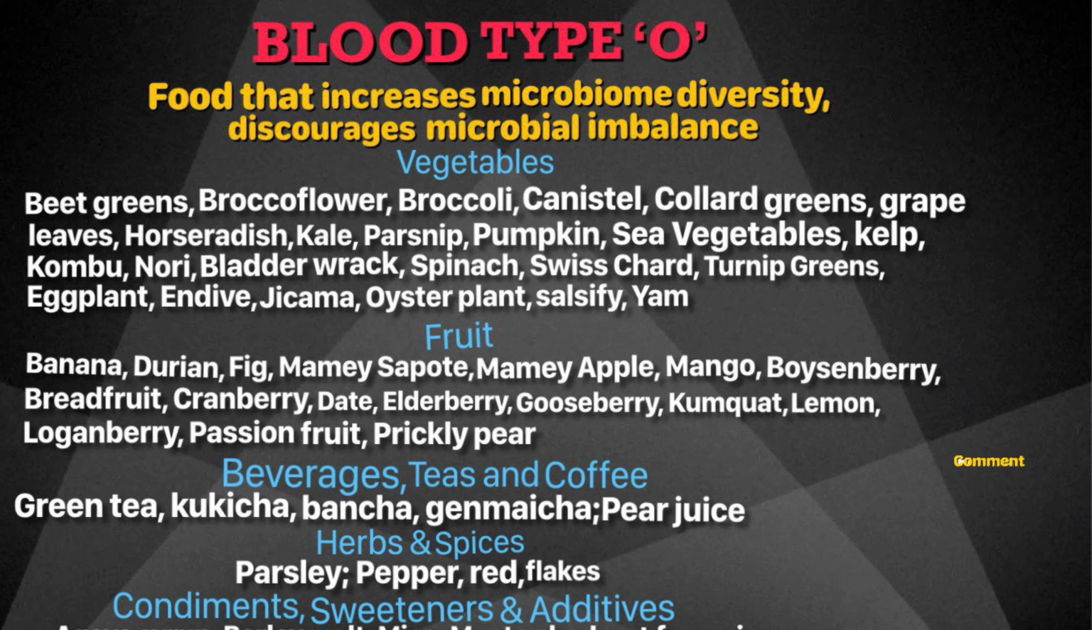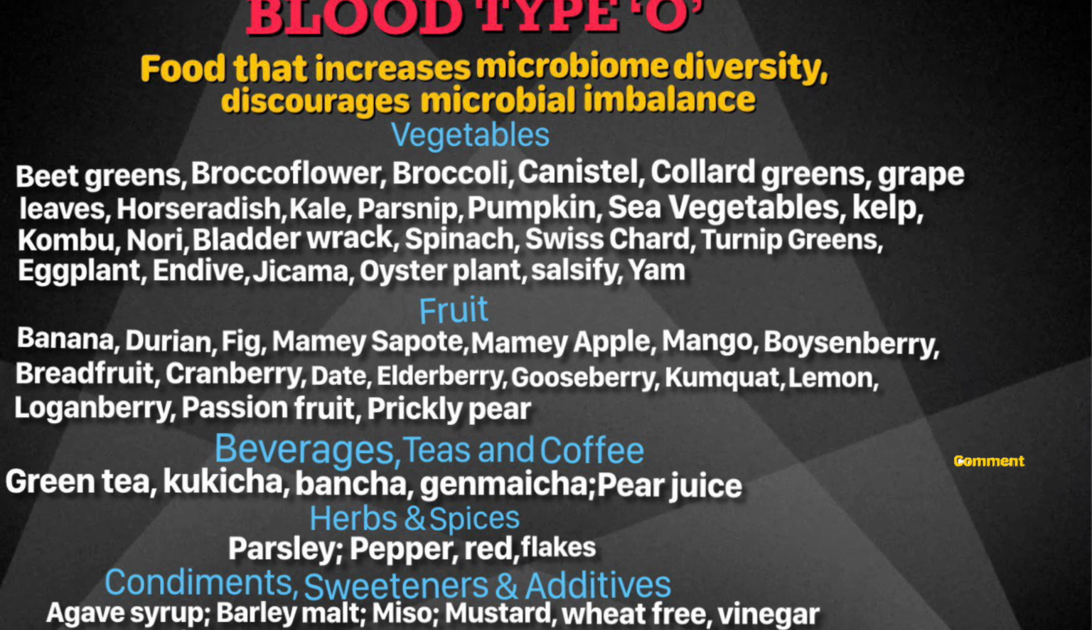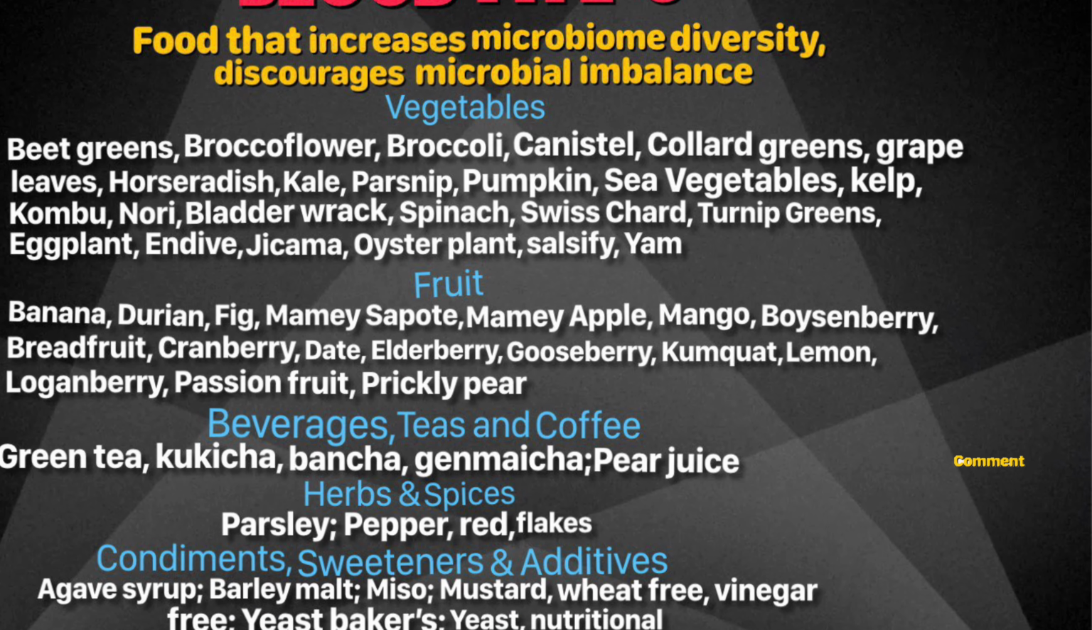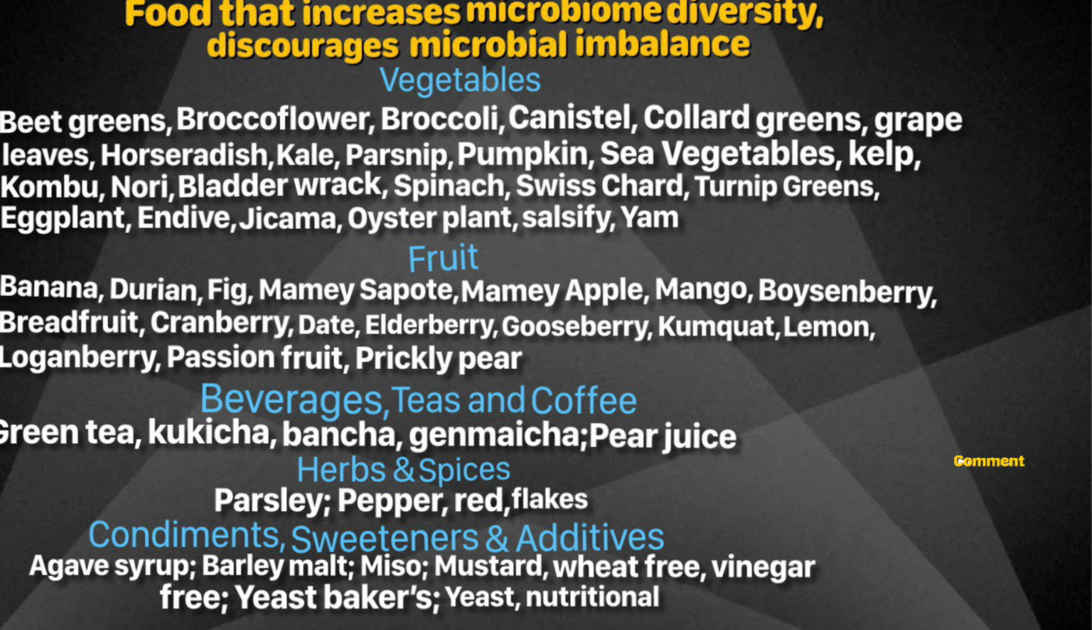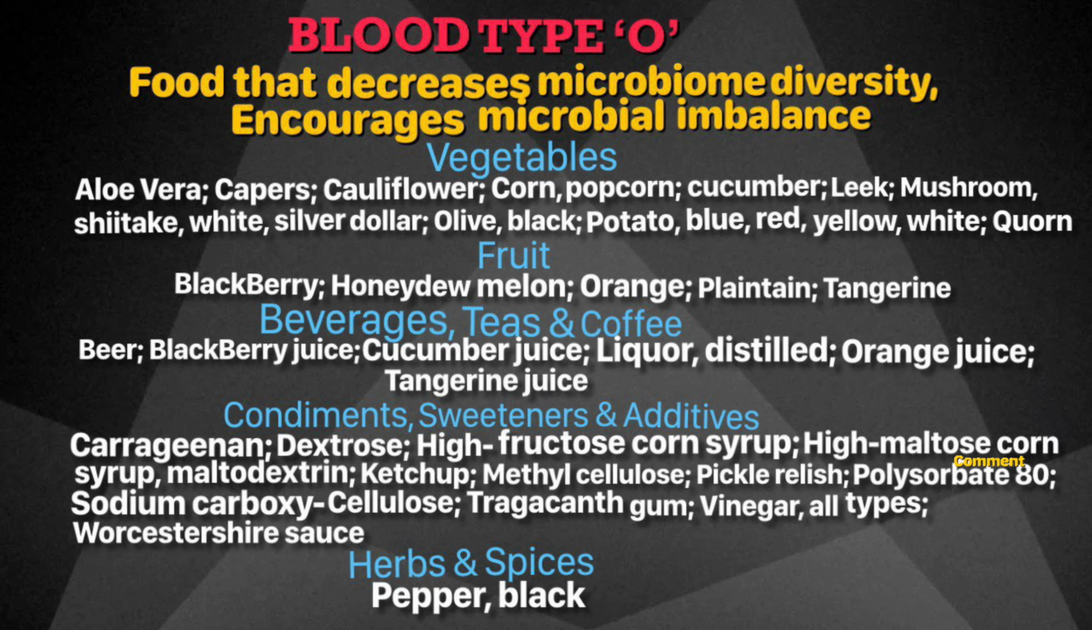Herbs and spices which increase microbiome diversity and discourage microbial imbalance are parsley and red pepper flakes. Herbs and spices which decrease microbiome diversity and encourage microbial imbalance is black pepper. You need to avoid this.